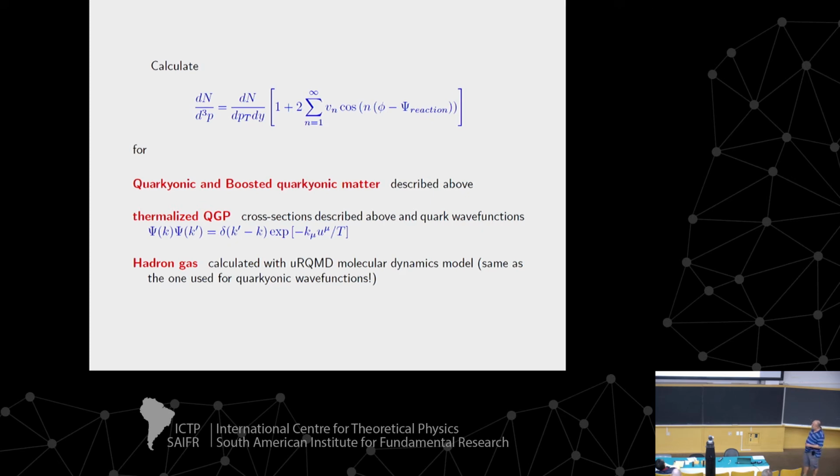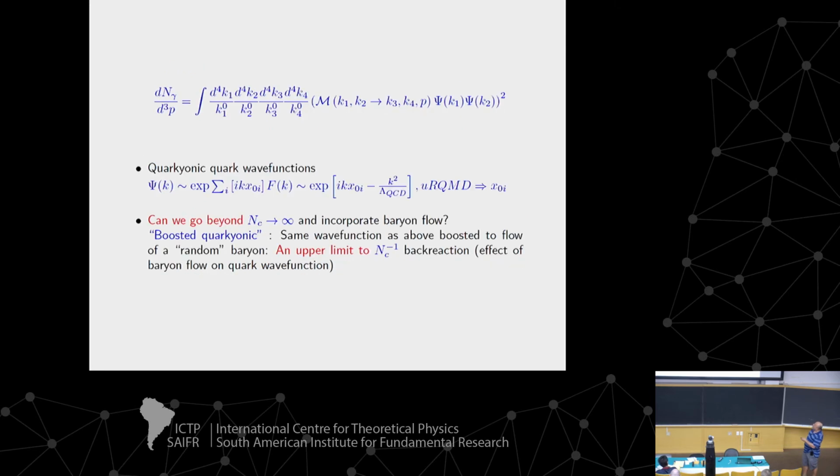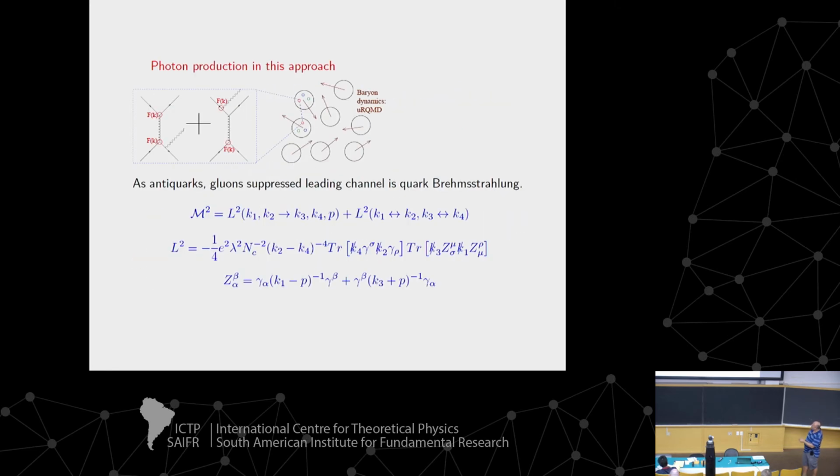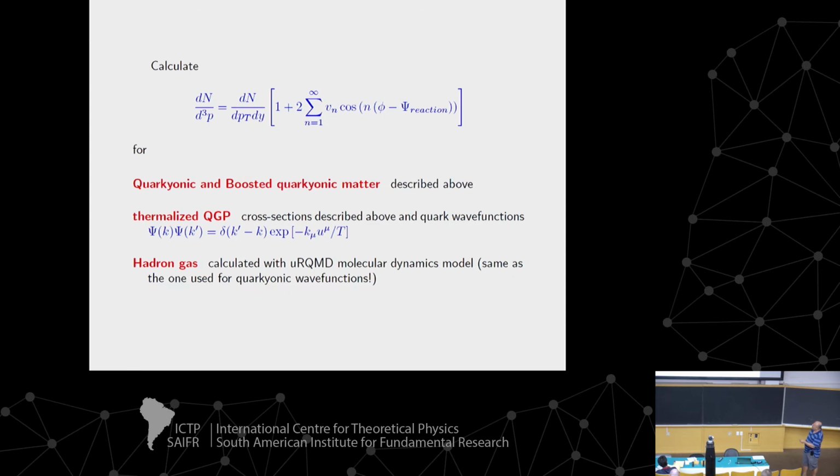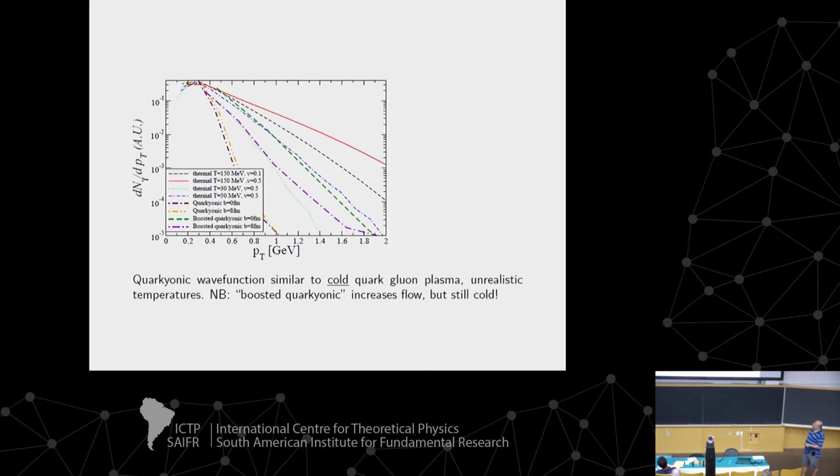The difference is, as I said, the hadron gas background is simply hadrons will interact and decay and some photons will be emitted. In a quark gluon plasma, you will have this matrix element, but the wave function will be the thermal quark wave function. In quarkyonic matter, it will be the form factor. The essential result is that the quarkyonic spectrum of photons is very similar to the quark gluon plasma spectrum of photons at the same temperature.